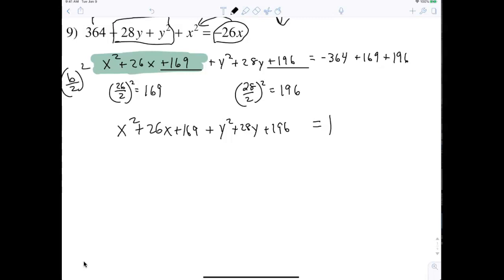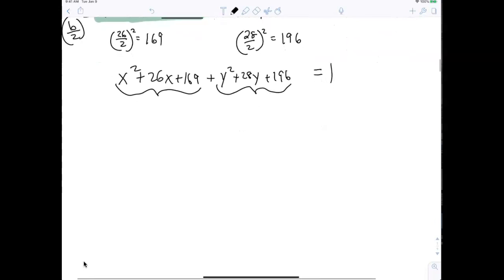Now, the reason why they call it completing the square is because that makes this trinomial a perfect square, and it makes this trinomial a perfect square. All right, what does that mean? 49 is a perfect square because 7 times 7 is 49. 36 is a perfect square because 6 times 6 is 36. This x squared plus 26x plus 169 is a perfect square because that is just x plus 13 squared. That's what that is. Now, how did I do that? Well, we completed the square by taking half and squaring the middle term. That's the value of that.